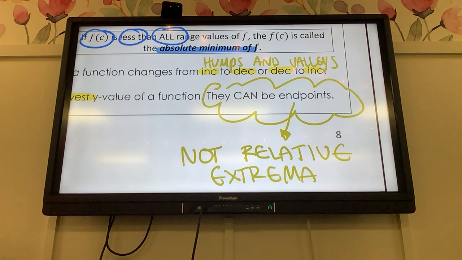So relative are all the humps and the valleys. All right, those are all relative. Your absolute is the very highest and the very lowest. Your absolute can be an endpoint because that endpoint could be your very, very highest. But endpoints are not relative because it doesn't change direction, it doesn't give you that hump.